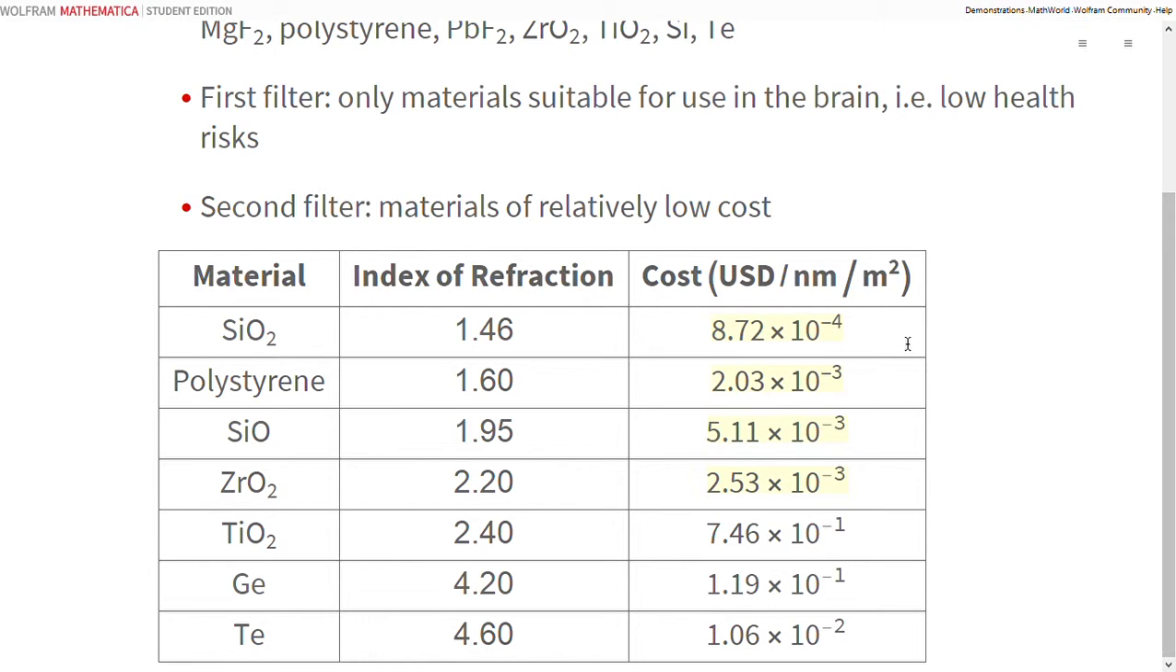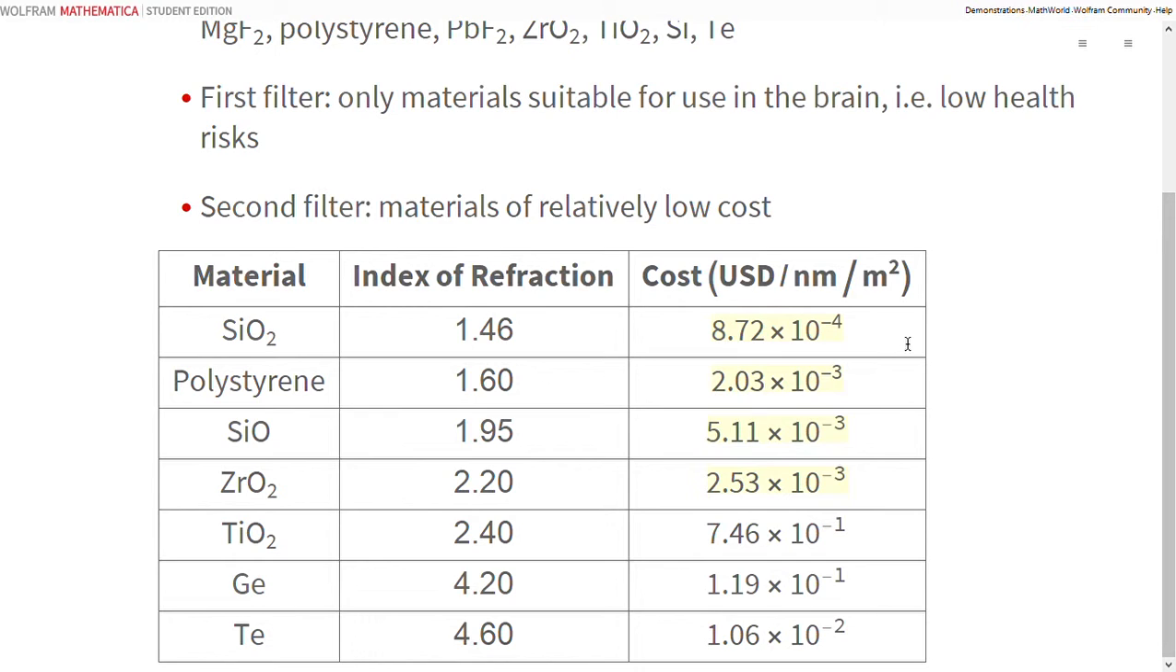So the next step was to try to optimize for cost, and to do that, it was decided to essentially drop the two most expensive materials, titanium dioxide and germanium, because they're about an order of magnitude or two more expensive than anything else on the chart. So it's clear that even including small amounts of them in the final product would significantly drive up the overall cost of production.